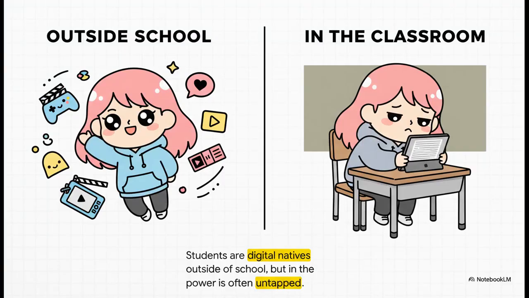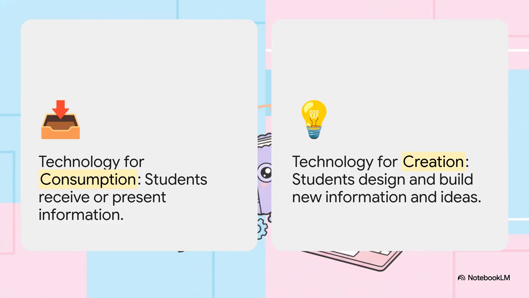I mean, our students are digital natives, right? Outside of school, they're creating amazing things, connecting with people and exploring worlds with these incredibly powerful tools. But then they step into the classroom and that whole dynamic can flip. Suddenly that supercomputer in their hand is just being used for passively taking in information. It really highlights the two faces of classroom tech. On one side, you've got technology for consumption. That's where students are just receiving information. But on the other, way more powerful side, you have technology for creation, where students are the ones actively designing and building new ideas themselves.